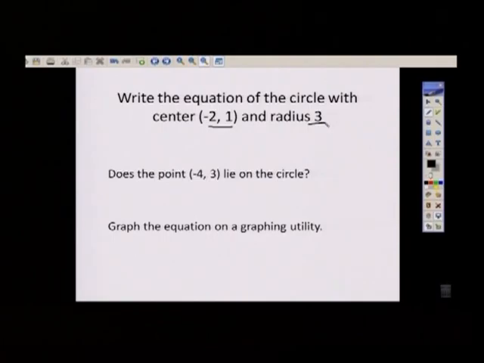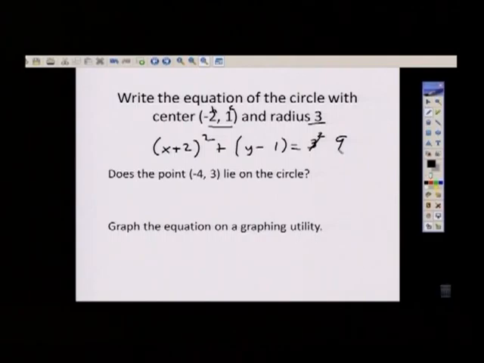Okay, so let's see. If I use x minus a -2, so make that a +2 squared, plus y minus k, my k is a 1, because this is my hk, equals my radius squared, which is 3 squared, or I can just make that 9. So there's my equation of the circle.